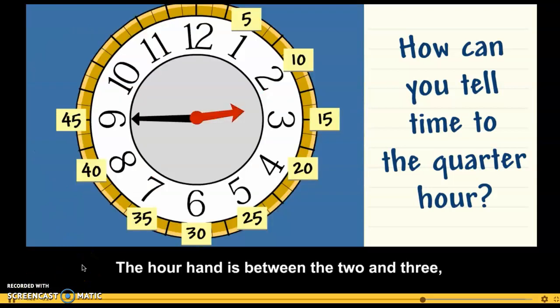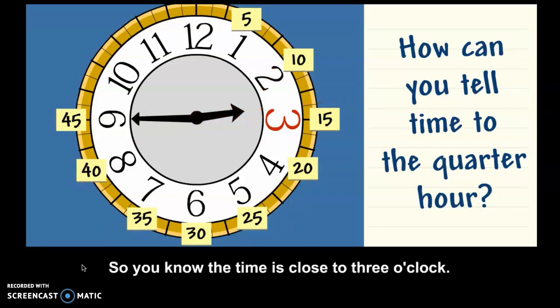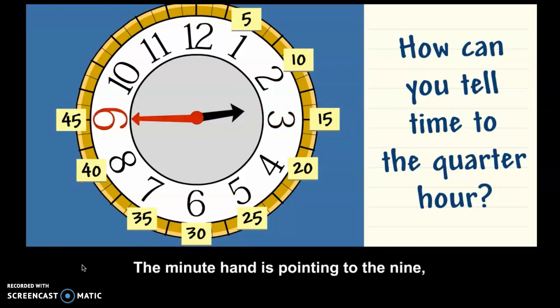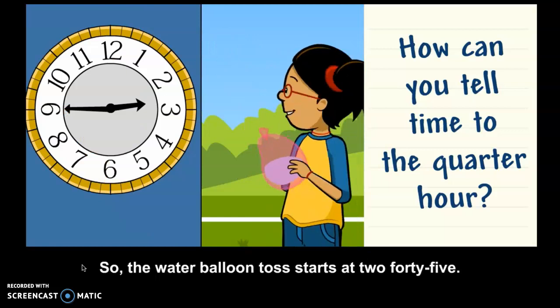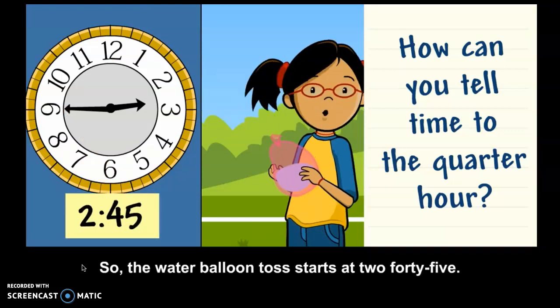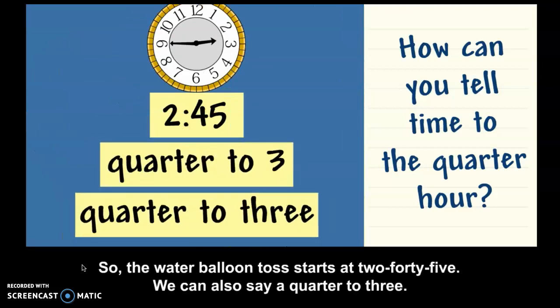The hour hand is between the 2 and 3, but it's a lot closer to the 3. So you know the time is close to 3 o'clock. The minute hand is pointing to the 9, which is 45 minutes past the hour. So the water balloon toss starts at 2:45. We can also say a quarter to 3.